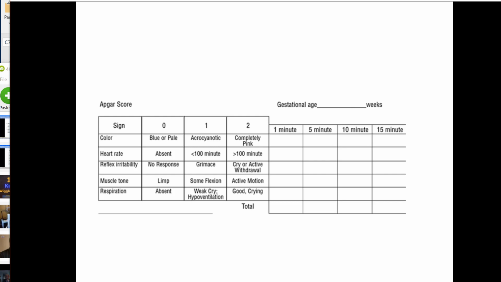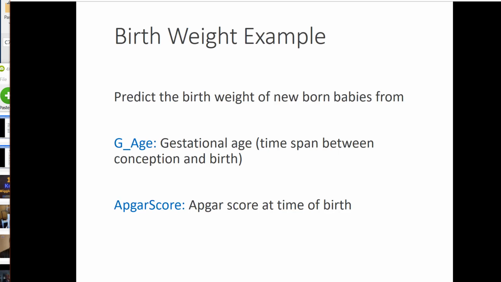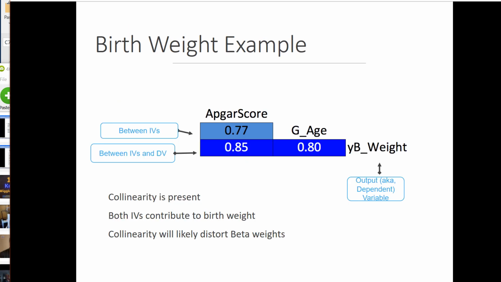Well, if we have that, and we also have the gestational age, the time that they have been developing in the womb, can we predict birth weight using these two variables? If we were to look at a correlation matrix, it might look something like this. Here's our outcome variable. Here's our gestational age. Here's our APGAR score as it relates to our outcome variable, and you can see that the APGAR score and gestational age are related to each other. So we have collinearity, and both of these contribute to the outcome variable.